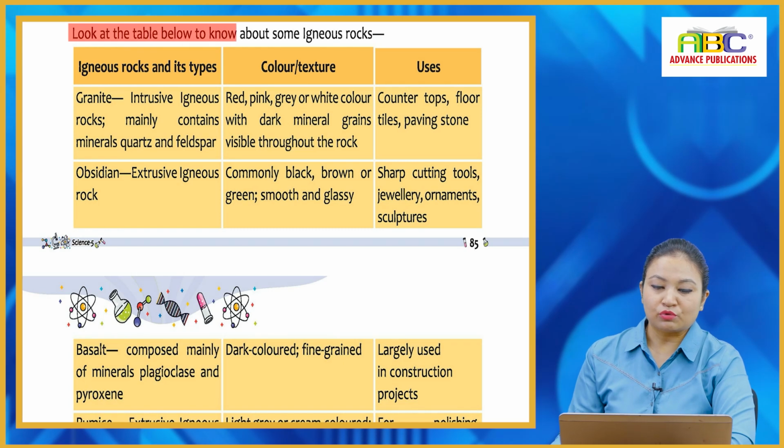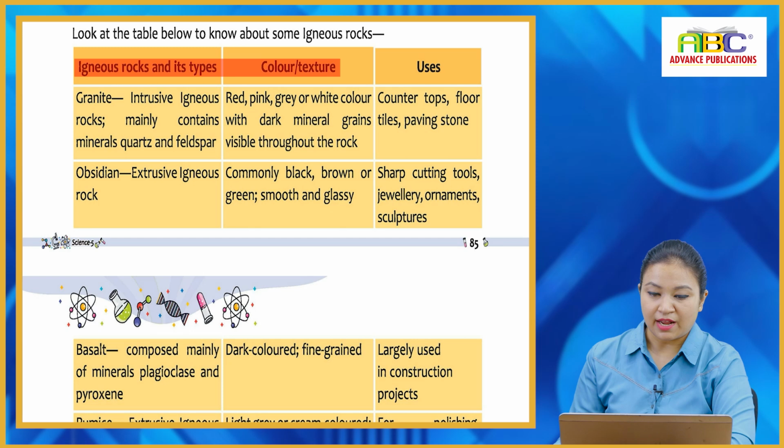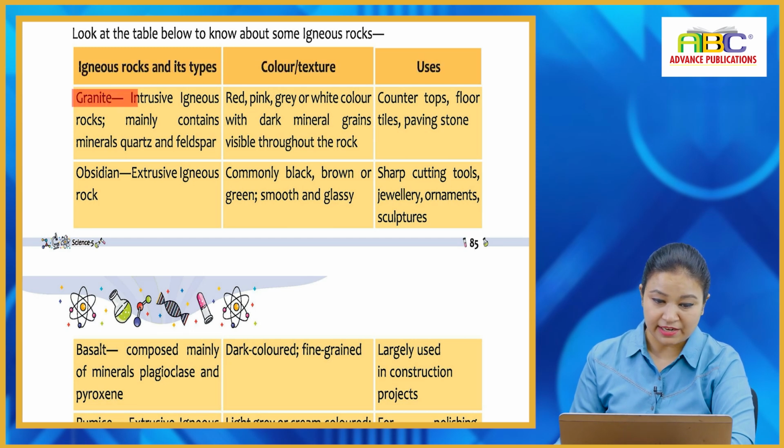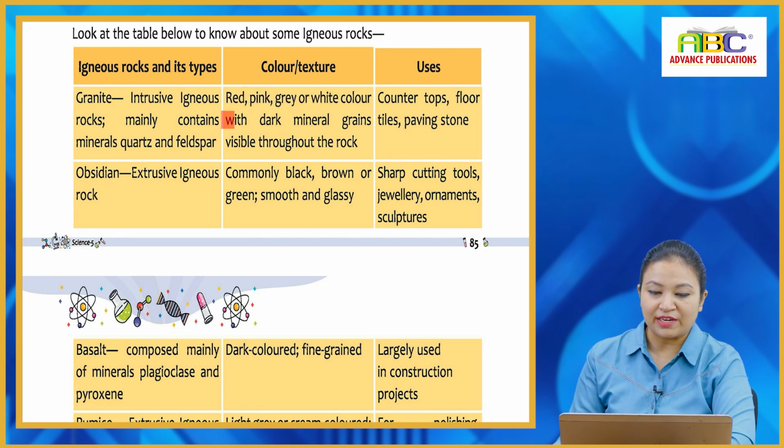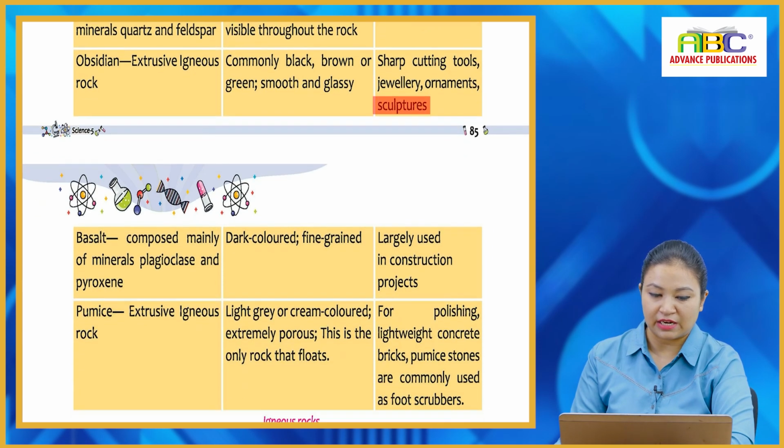Look at the table below to know about some igneous rocks. Igneous rocks and their type, color, texture and uses. Granite: intrusive igneous rock, mainly containing the minerals quartz and feldspar. Obsidian: extrusive igneous rock. Granite is red, pink, grey or white in color with dark mineral grains visible throughout the rock. Obsidian is commonly black, brown or green, smooth and glassy. Uses include countertops, floor tiles, paving stone, sharpening, cutting tools, jewelry, ornaments, sculptures.